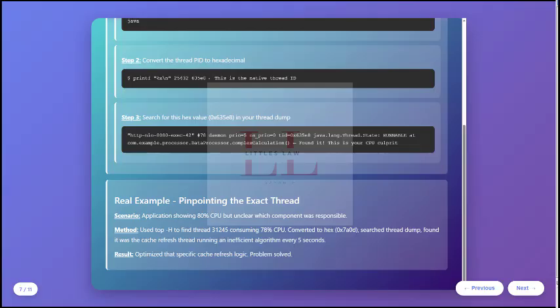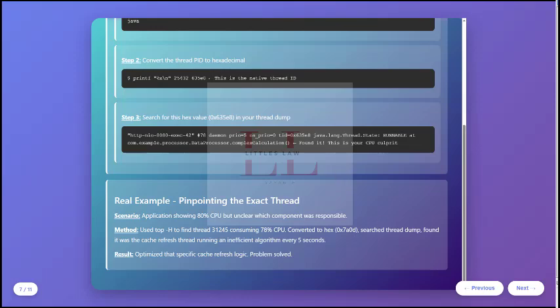So we had an application which was showing 80% CPU, but we were not sure which component was responsible. Using top -H, I found thread 31245 consuming 78% CPU. I converted it to hex, 0x7a0d, searched my thread dump, and found it was the cache refresh thread.